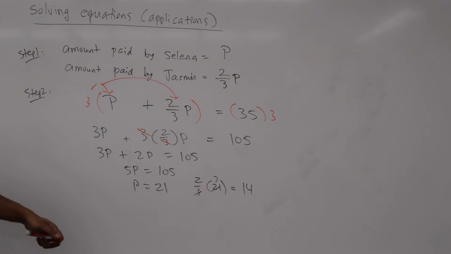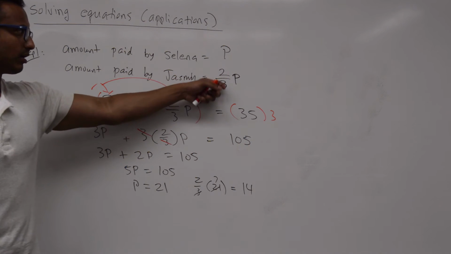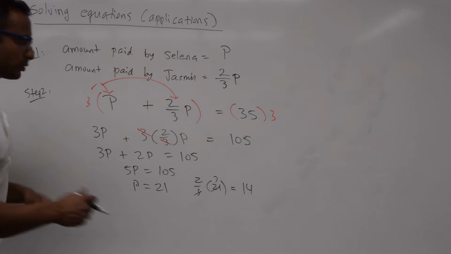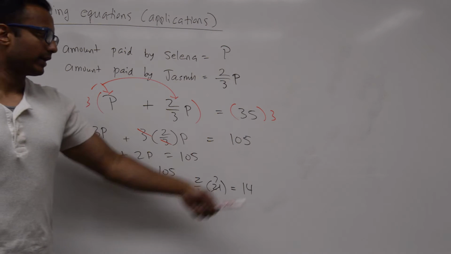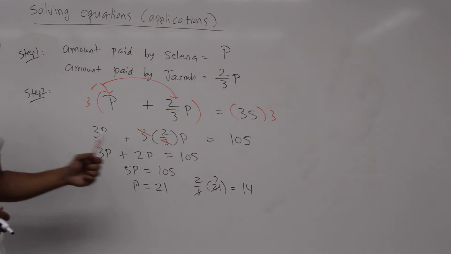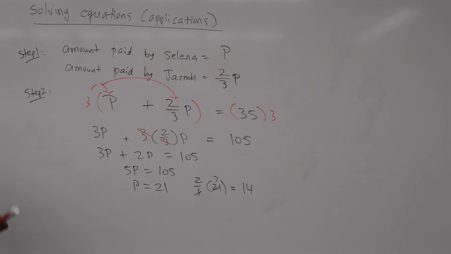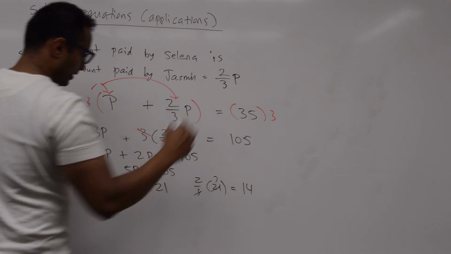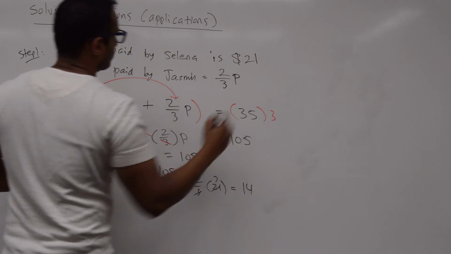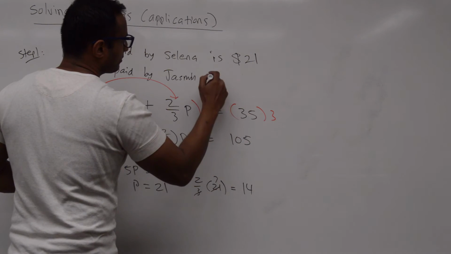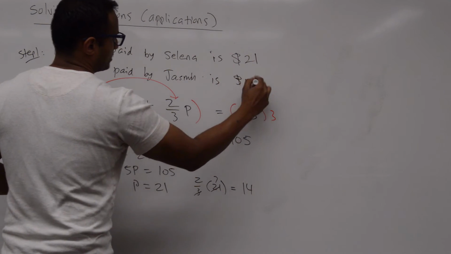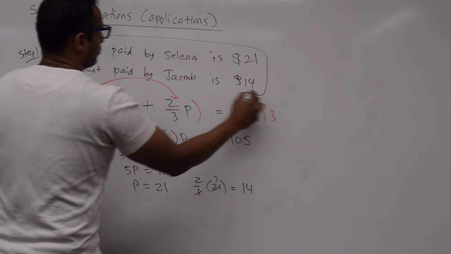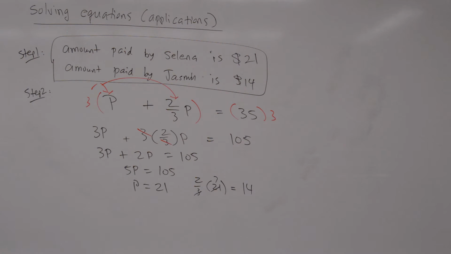Okay, so we got P equals 21, and remember that Jasmine's cost is 2/3 times P, and since P is 21, I replaced the P with 21, and I got $14. If you leave your answer like this, you're going to get a point marked off. To get full credit, you have to write this in a complete sentence. So to write that in a complete sentence, you would write the amount paid by Selena is $21, and the amount paid by Jasmine is $14. And then this would give you full credit for your answer.